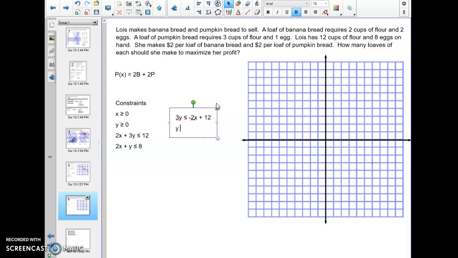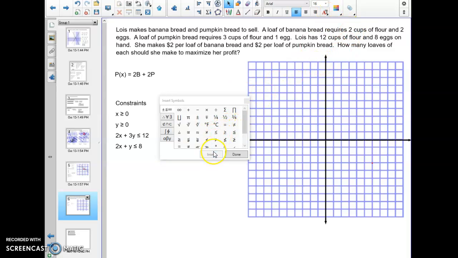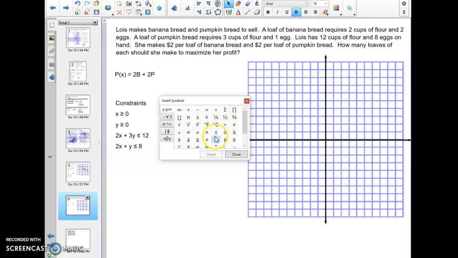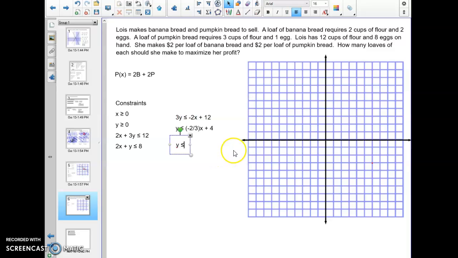And then when I divide 3 on both sides, I get a slope of negative 2/3. So it's negative 2/3 for my slope plus 4. My second equation of my lines, we're going to just get y is less than or equal to negative 2x plus 8. And now we're going to graph both of these lines.